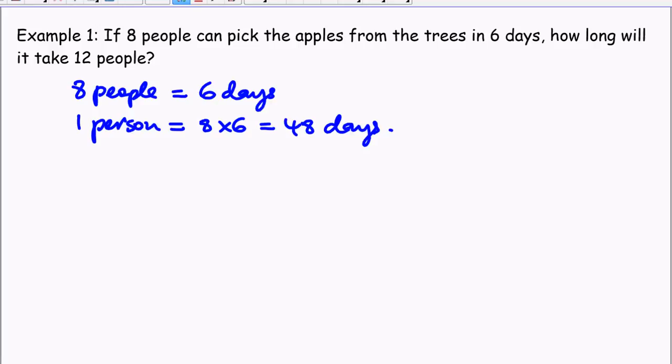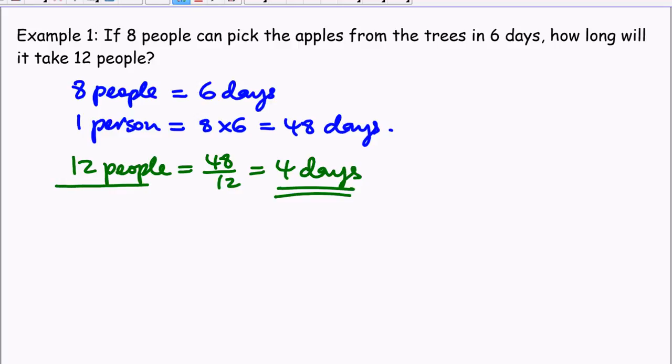If they're going to work at the same rate. So, which means that 12 people, if they're working at the same rate, they'll share this work among themselves. So they're going to take less number of days, which will be 48 divided by 12. So 12 people will take 4 days.